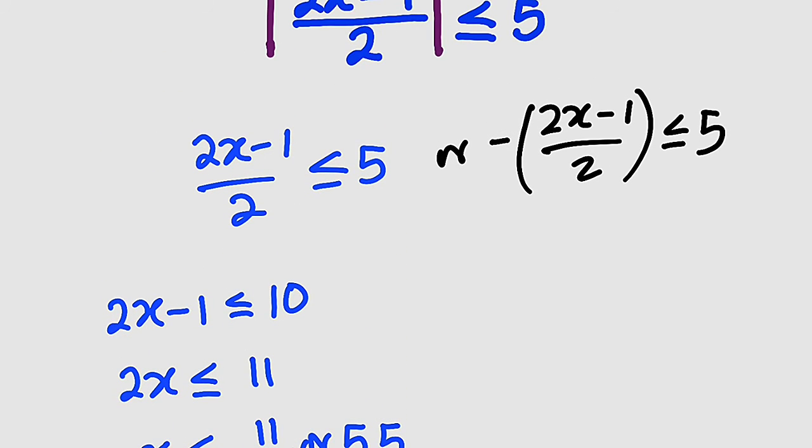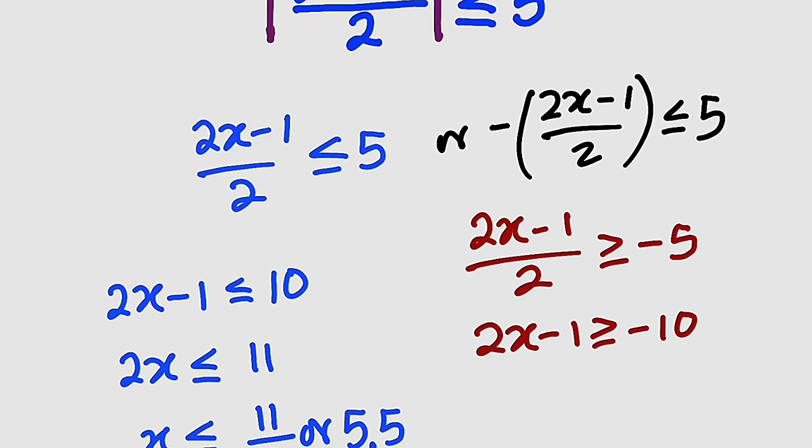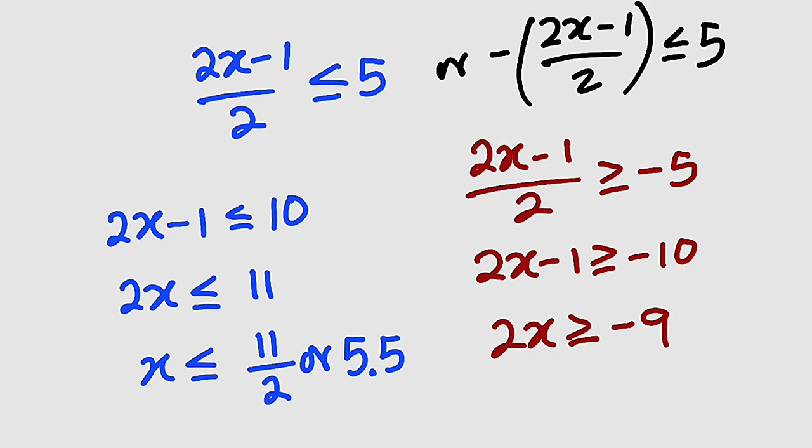If you multiply both sides by negative, you have (2x minus 1) divided by 2 greater than or equal to -5. Because I told you the direction of the inequality will always change if you divide or multiply both sides by a negative number. So let us multiply both sides by 2. We have 2x minus 1 greater than or equal to -10. Let us take negative 1 to the other side. It becomes positive. So we have 2x greater than or equal to negative 10 plus 1, which is negative 9.